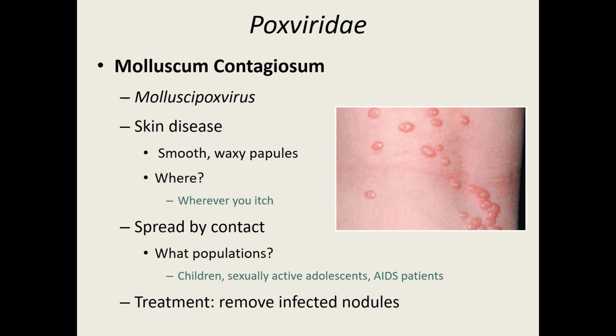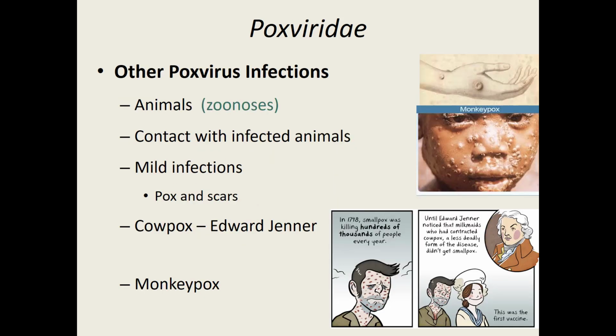Now, other pox virus infections are usually ones that affect animals but can get transferred to humans if humans are in close contact with animals. We again call these zoonoses. They affect animals, but then they can affect humans. Examples: monkeypox, cowpox. Anytime you have contact with infected animals, it increases your risk of contamination.